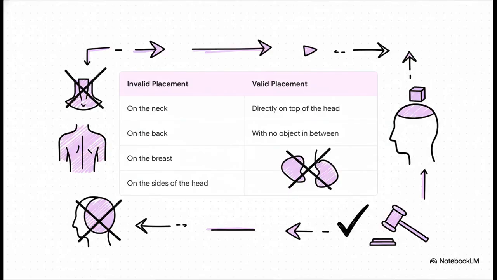All right, let's just take a second and recap this whole journey to precision. We started with just 3 simple words, on the head. And through this incredibly rigorous process, we've managed to rule out the neck, the back, the breast, and even the sides of the head. And on top of all that, we've established the contact has to be totally direct, with nothing in between. So what we're left with is this final, incredibly specific rule.